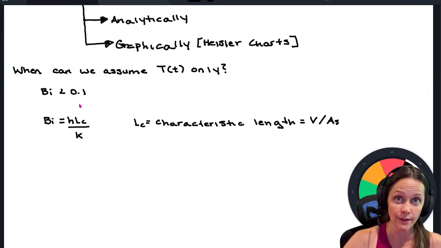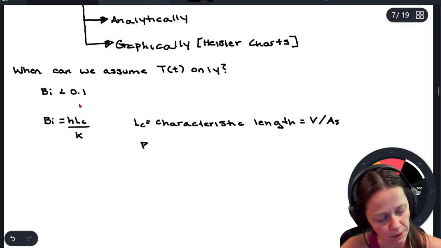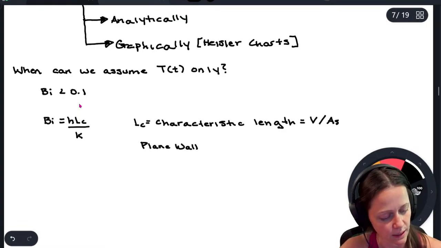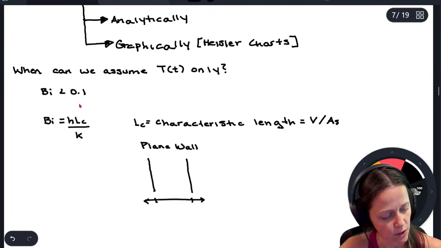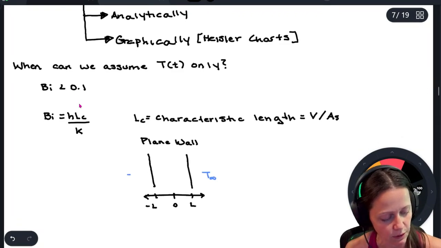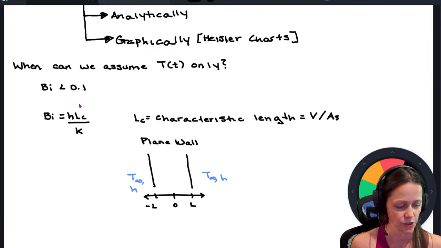We'll have three different scenarios that we might look at. One is for a plane wall. Here's our plane wall, and it's of thickness 2L. If this is x equals 0, this is L, and this is negative L. That makes sense to set it up like that, because you'll have convection on either side. And for us, we're only going to be looking at symmetrical boundary conditions like this.